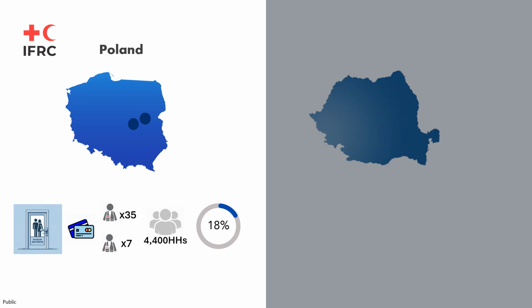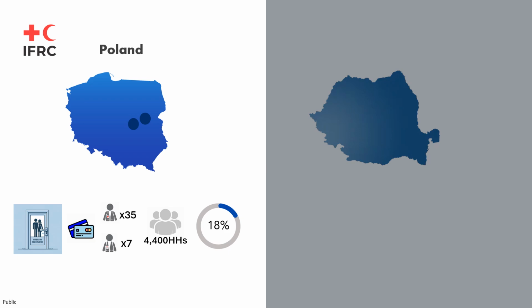They deployed about 7 delegates and had around 35 staff and volunteers, some of which had to be recruited just for the operation, particularly because of the language skills, the Ukrainian and Russian language skills. And they targeted an ambitious 4,400 households. And I'm saying ambitious because the Polish Red Cross had no experience using cash before.